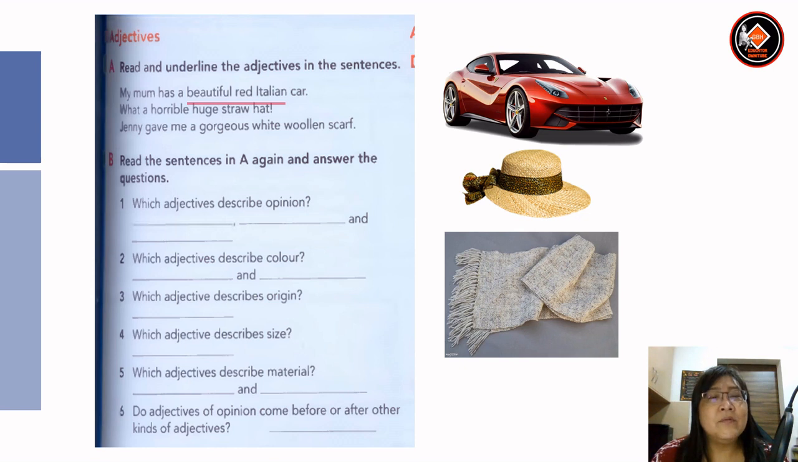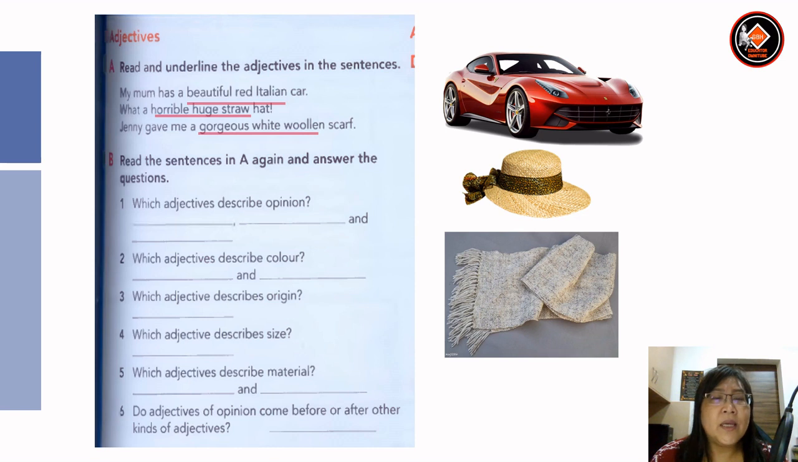Sentence number 2. What a horrible, huge straw hat. Adjectives are horrible, huge, and straw. And the last sentence, Jenny gave me a gorgeous white woolen scarf. The adjectives: gorgeous, white, and woolen. Second exercise, read the sentences in A again and answer the questions.